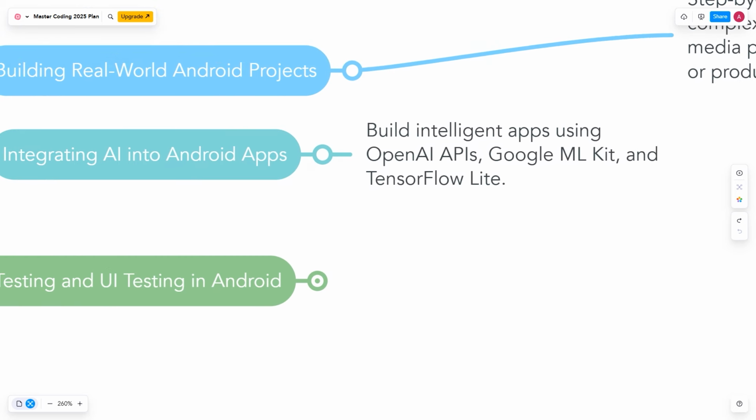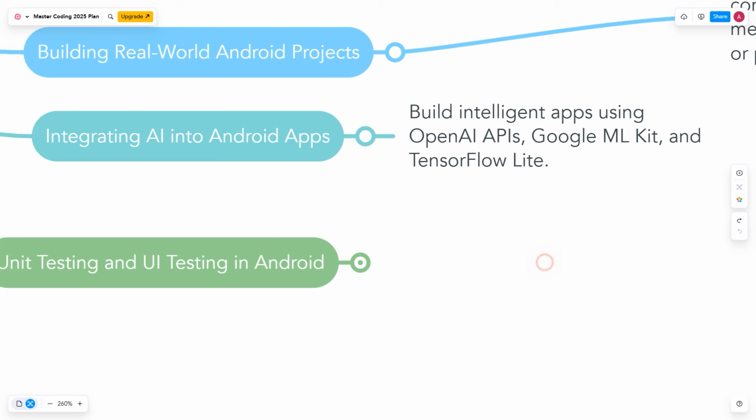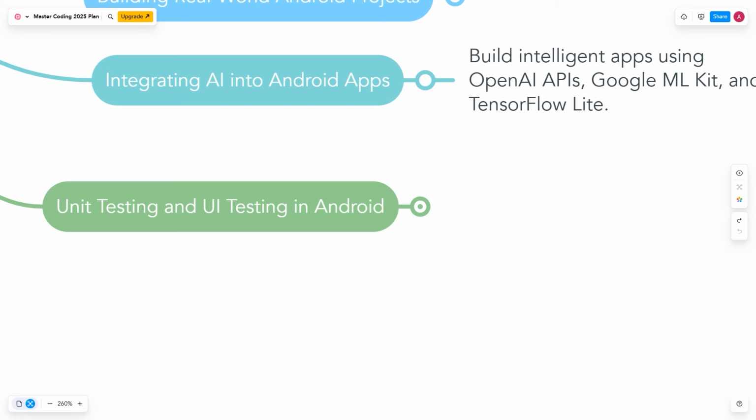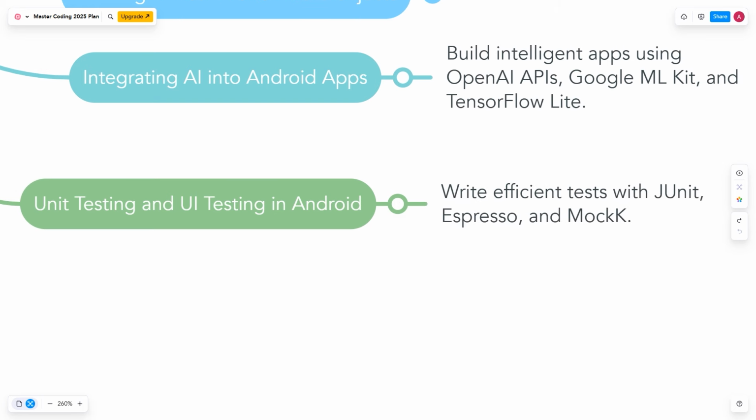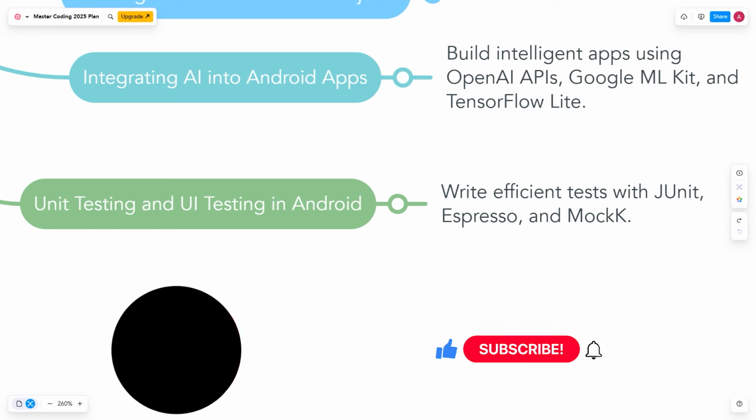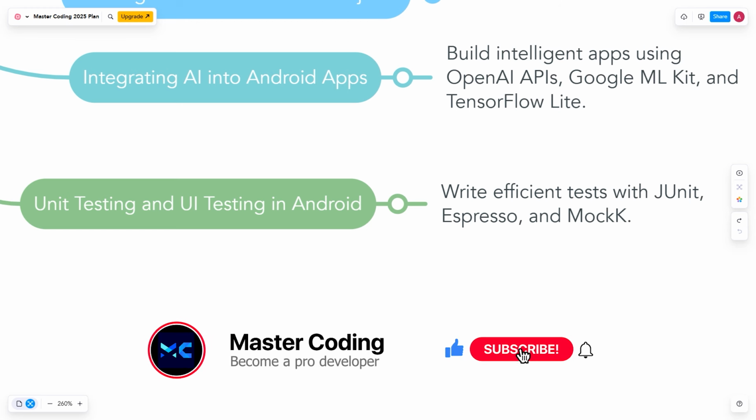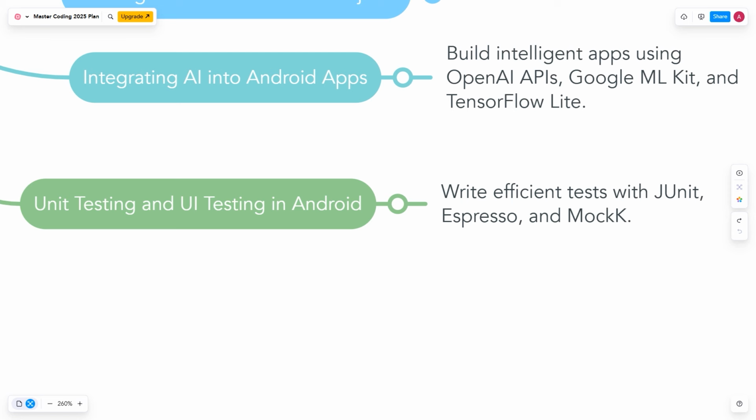Then we're going to move into integrating AI into Android applications. AI is transforming the tech world, and this course will show you how to integrate AI and machine learning capabilities into your Android applications, even if you're new to AI. Then we're going to start with unit testing and UI testing in Android. Writing tests can be tough, but it's an essential skill for professional developers. This course will teach you how to write robust unit and UI tests, ensuring the reliability of your applications.